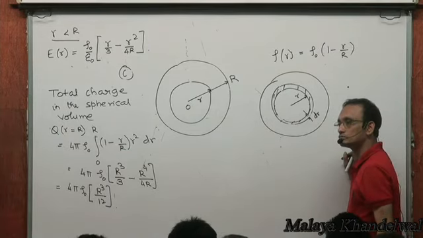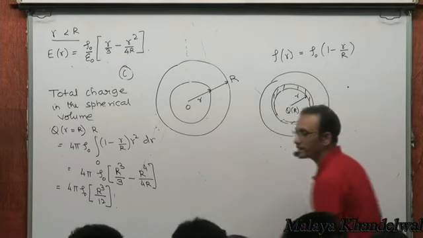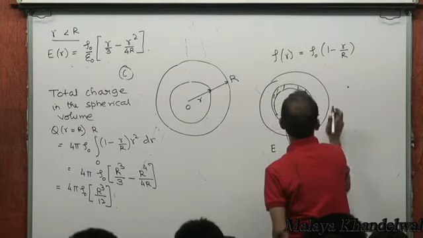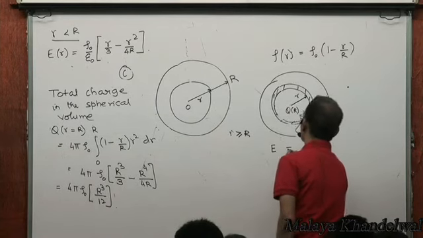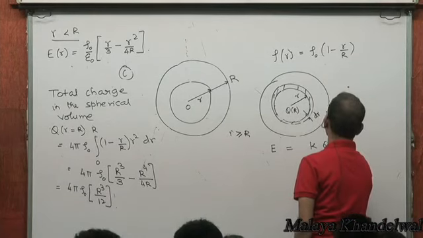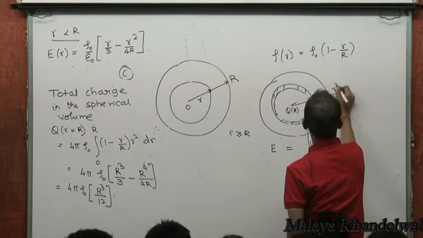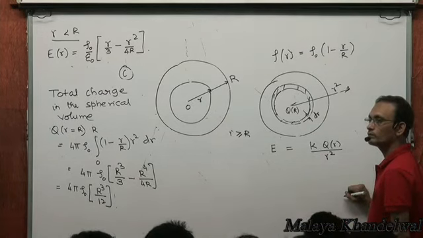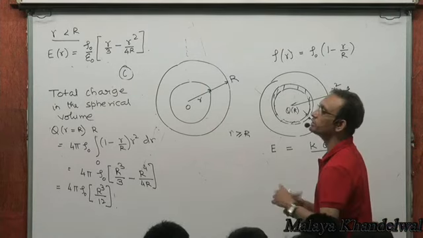Yes or no? Right? So then, if I could imagine the entire charge at R to be concentrated at the center of this, then the electric field E at a distance small r greater than or equal to capital R would be K times the charge at capital R divided by r squared. That's exactly what I was trying to explain.